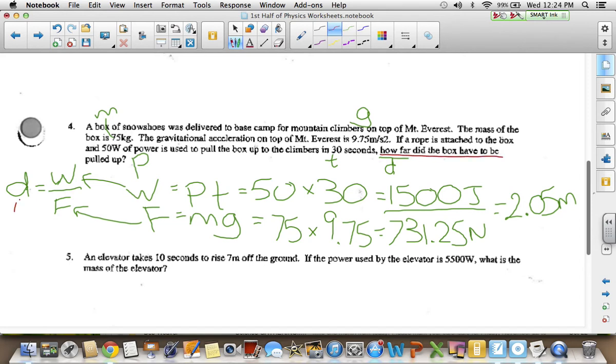Okay, so here's our initial equation. Distance is work divided by force. Now the problem is that you don't necessarily have either one of those, and so you're going to have to work backwards again to work forwards.